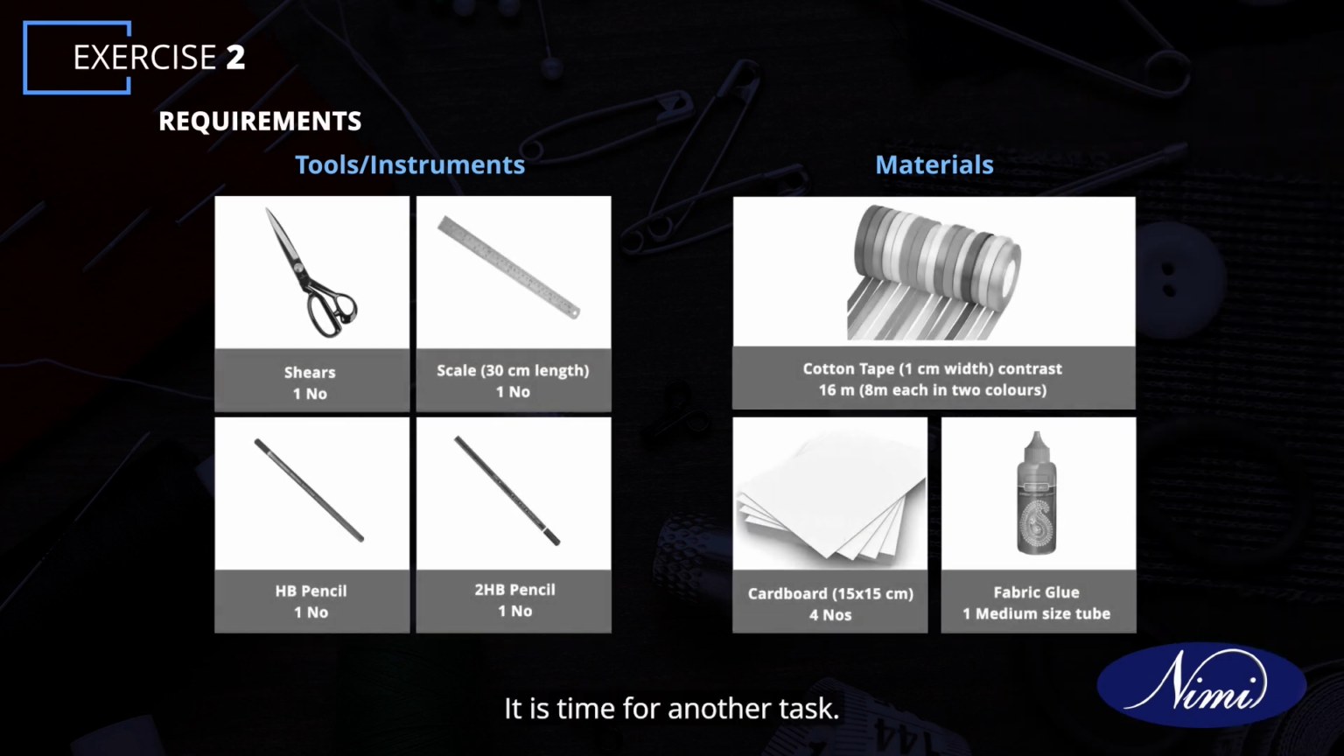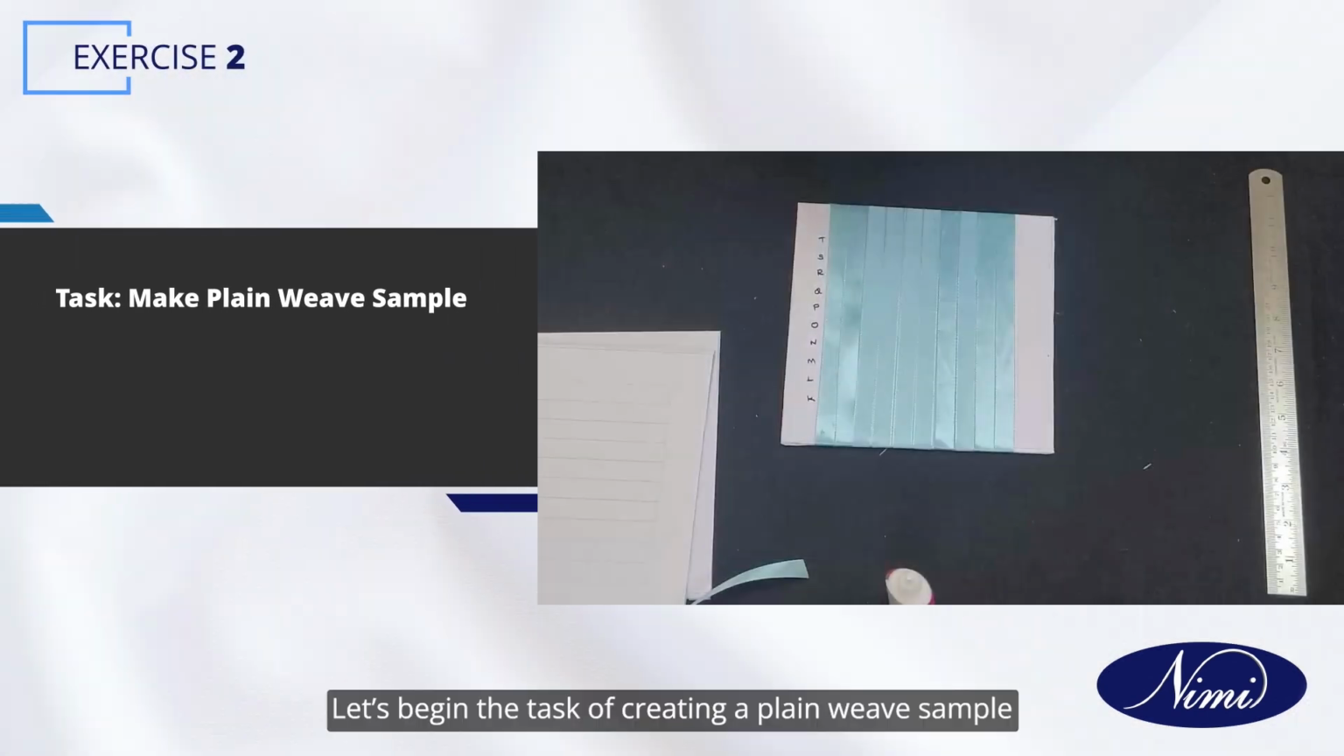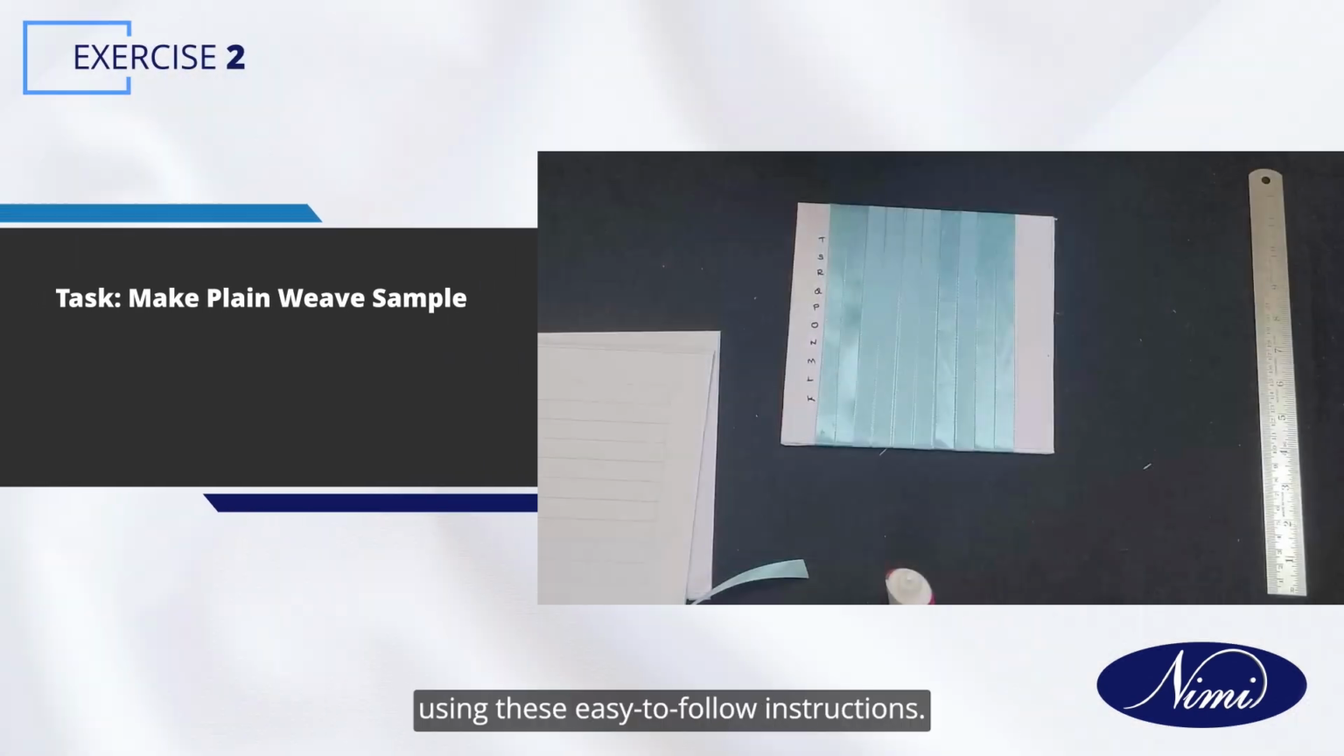It is time for another task. Here are some of the tools and materials required to do this task. They are shears, scale, HB pencil, 2 HB pencil, cotton tape contrast, cardboard, and fabric glue. Let's begin the task of creating a plain weave sample using these easy to follow instructions.